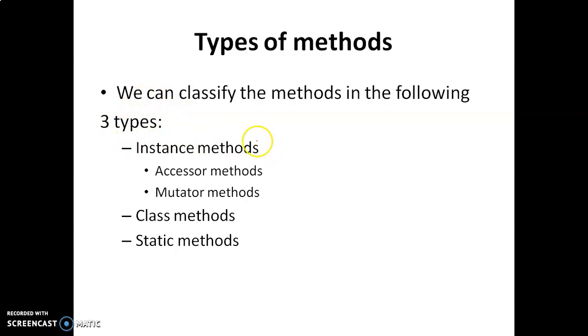So now we'll see the types of methods. There are 3 types of methods in Python. First type is instance methods. Second type is class methods. Third type is static methods. In the instance methods, we have 2 types: accessor methods and mutator methods.